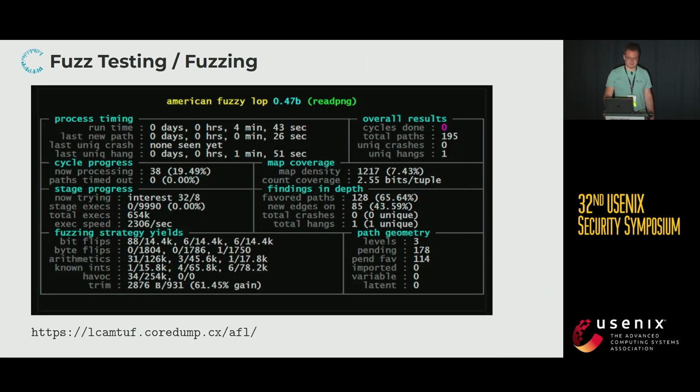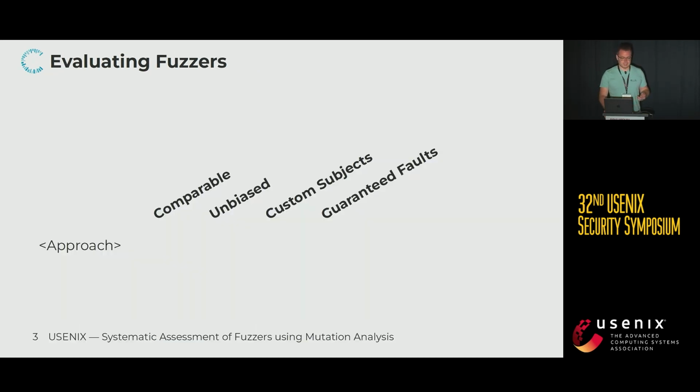Let's get started. So fuzz testing, fuzzing, well, we just heard like 5 talks about that. So I don't want to go into detail. But what we are concerned with is evaluating fuzzers. And I want to motivate mutation analysis by taking a look at a few approaches that you can use for evaluating fuzzers. And I want to look at 4 criteria, but it should be comparable.